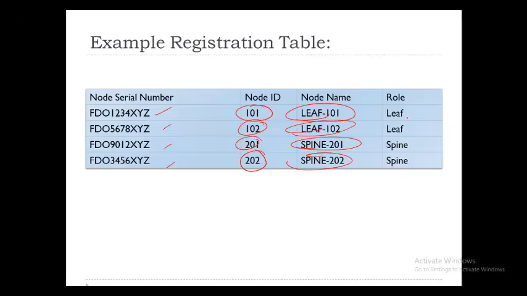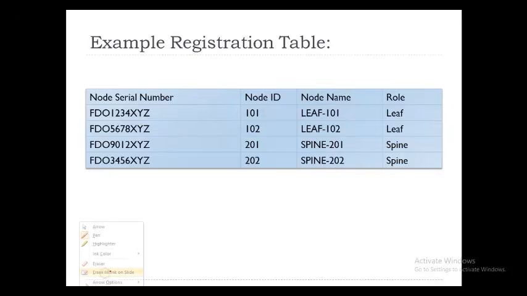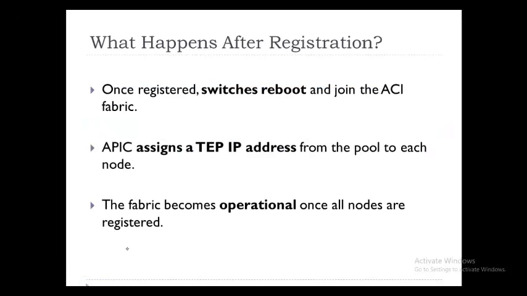So what happens after registration? Once they're registered, the switch reboots and joins the ACI fabric. APIC assigns the tunnel endpoint IP address from the pool to each node that is already registered. And now the leaf or the switch becomes operational, part of the ready-to-use ACI fabric. Fine, that is step number 3. So far good.